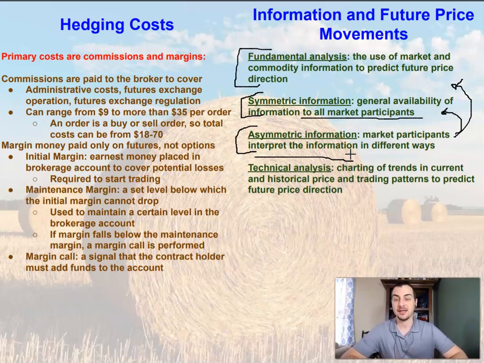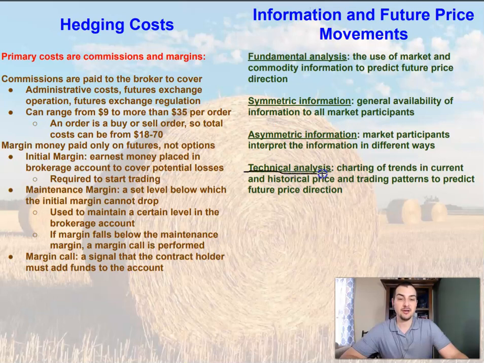And in that case, Bill thought supply was underestimated, so he thought prices were going to drop. Whereas Tom believed supply was overestimated, and that prices were actually going to rise. So they're interpreting that information in different ways. That's asymmetric information. And then we get down to technical analysis.